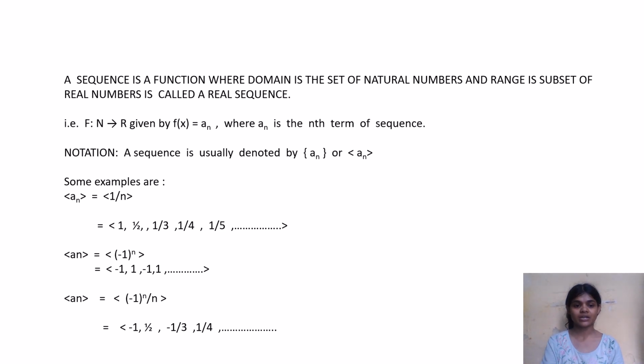Some examples are: sequence of an is equal to sequence of 1 by n, which is 1, 1 by 2, 1 by 3, 1 by 4, 1 by 5, and so on. Sequence of an is equal to (minus 1) to the power n, which is minus 1, 1, minus 1, 1, and so on. Sequence of (minus 1) to the power n upon n is minus 1, 1 by 2, minus 1 by 3, 1 by 4, and so on.